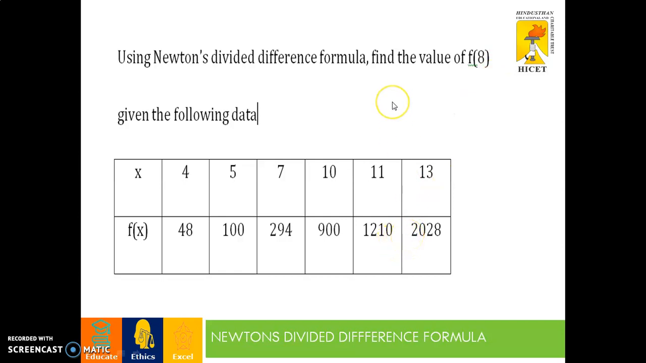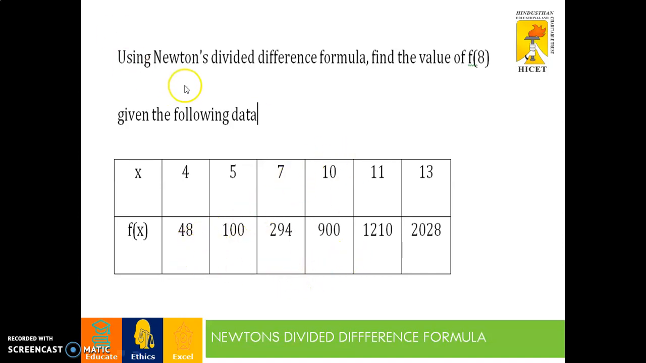when x is equal to 8, which lies between 7 and 10. So our answer will be in the range 294 and 900. That is, in between 7 and 10, the unknown value 8 is given. So corresponding to that 8, we have to find the value of f of x.